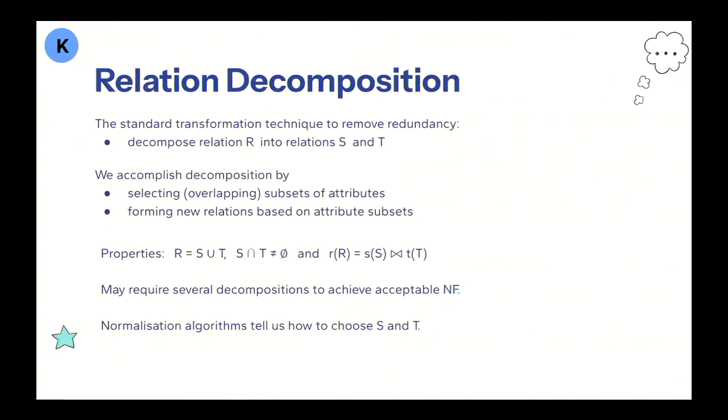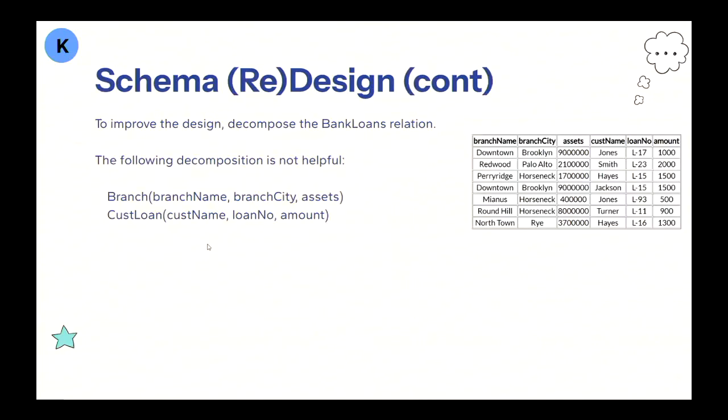Remember in our previous slides, these are the properties that it should fulfill. So they contain all the attributes from R, but why are they not useful here? Actually, they have no overlaps. Yes, they have no overlaps. But why is overlapping important here? It's because we will lose some information if there's no overlap between the two relations here. So if we separate the table like this, we will lose the information of the linkage between the customer loan and the branch. So in this case, we don't know which branch this loan belongs to. So we must have overlaps between the two new relations.